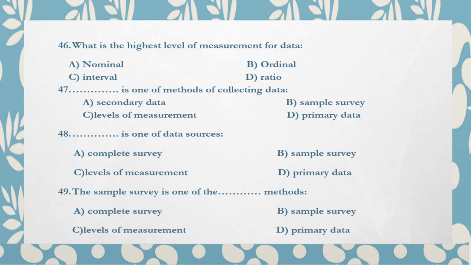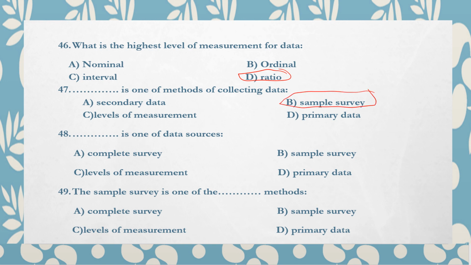What is the highest level of measurement for data? We just said that the highest level on the scale is the ratio level. Which is one of the methods of collecting data? We have two methods of collecting data: complete survey and sample survey. The choices are secondary data, sample survey, primary data, levels of measurement. And the correct answer is sample survey.